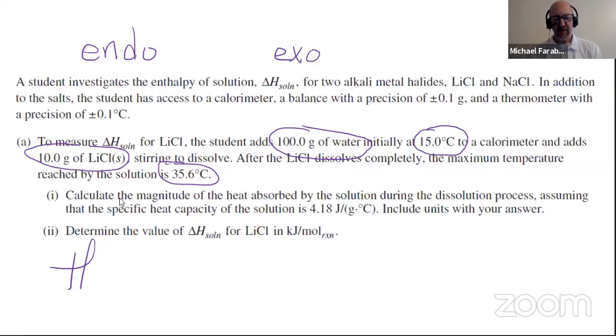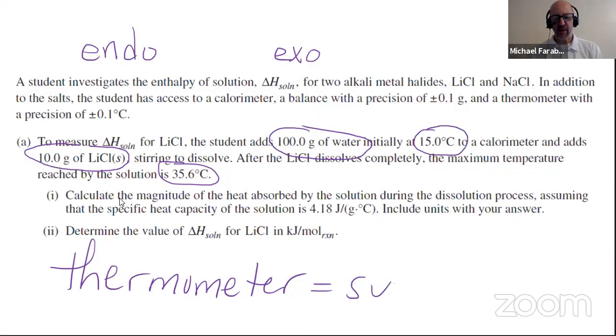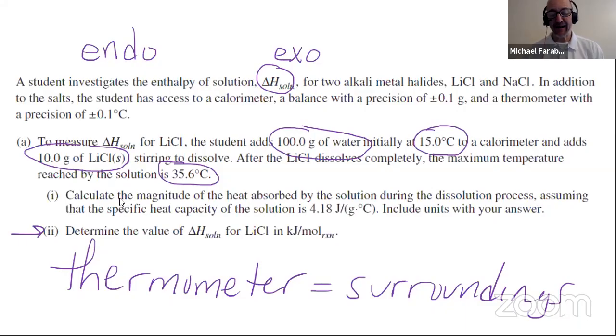Remember that the thermometer is typically considered to be part of the surroundings. That's important that you understand that, because they're going to ask you for the delta H in Roman numeral 2. And if you get the wrong sign, you might not get credit for this. Okay, so consider what we have.